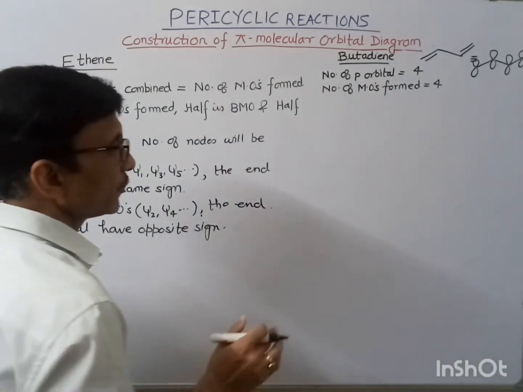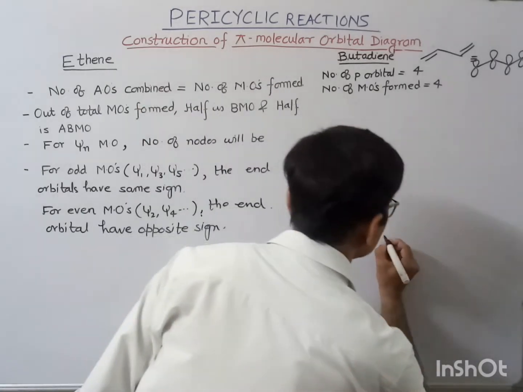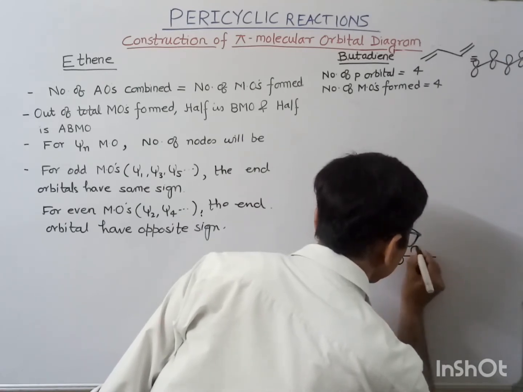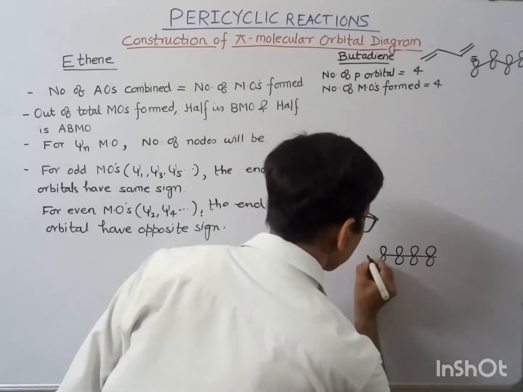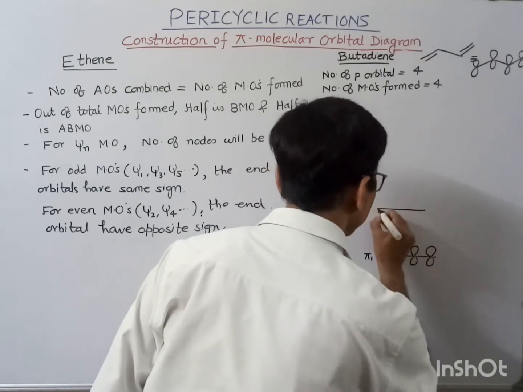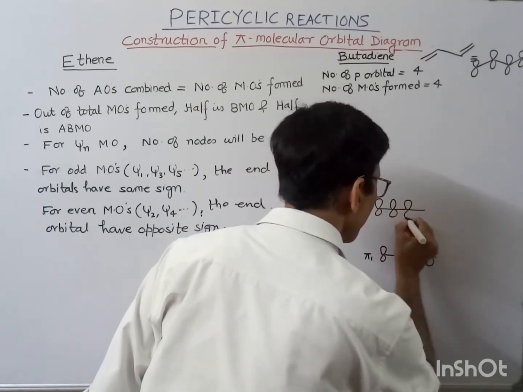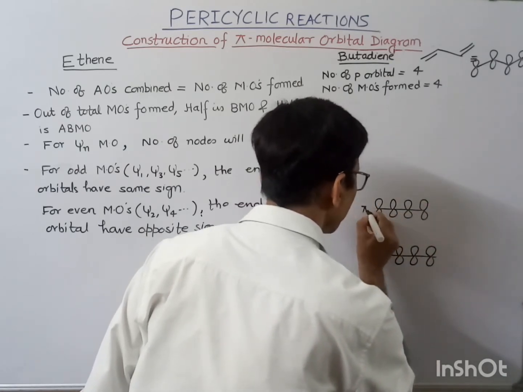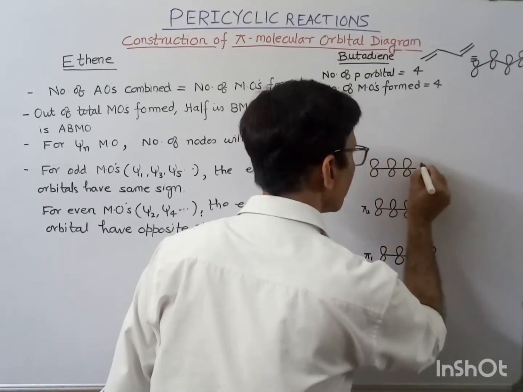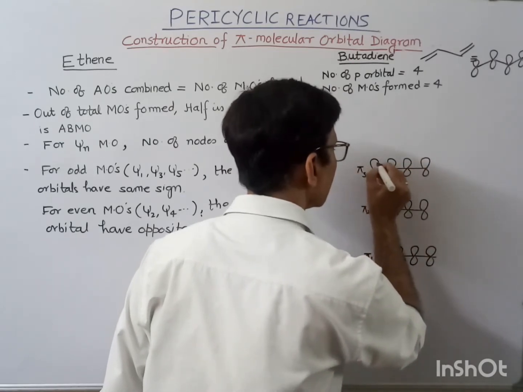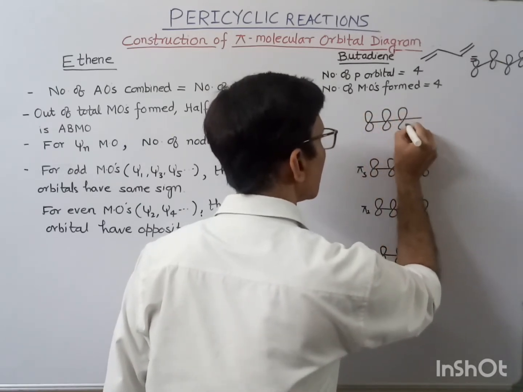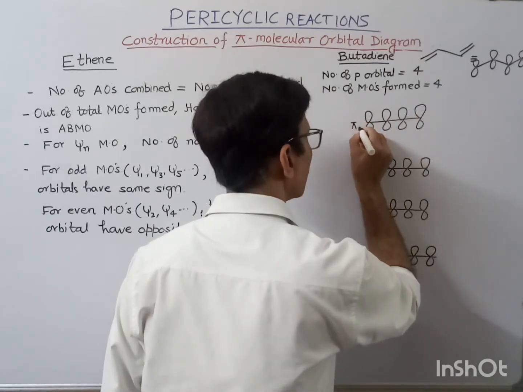So the number of atomic orbitals combined is equal to the number of molecular orbitals formed. Okay, so now let me draw the molecular orbital diagram for butadiene. If I draw it, you will see this is our pi 1, then second, this is pi 2, third, pi 3, and fourth, pi 4.